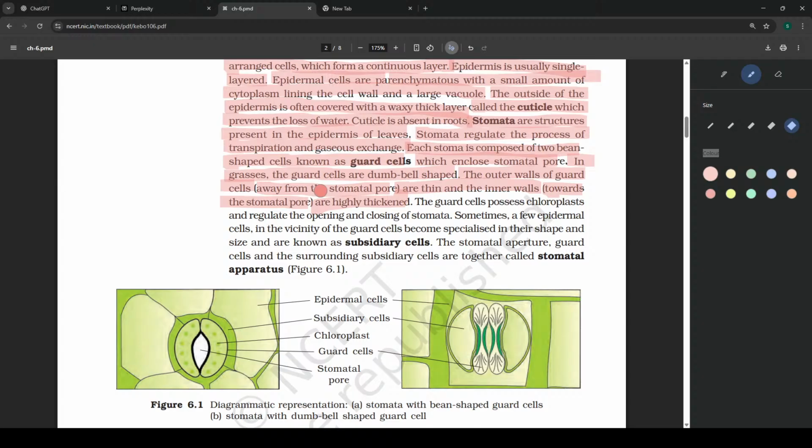The guard cells possess chloroplasts and regulate the opening and closing of stomata. Sometimes a few epidermal cells in the vicinity of the guard cells become specialized in their shape and size and are known as subsidiary cells.